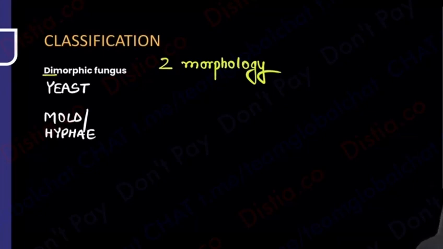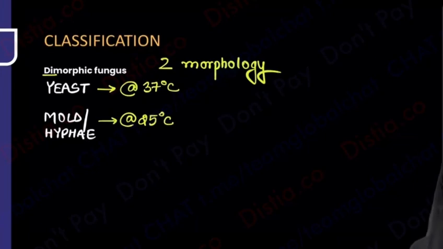So what do you have to know out here? Remember, yeast is going to be present at 37 degrees centigrade. Mold is going to be present somewhere around 25 degrees. Some books mention 22 to 25. Some mention 25 to 28. So because there's so much confusion, I've taken up the center value, that is 25.